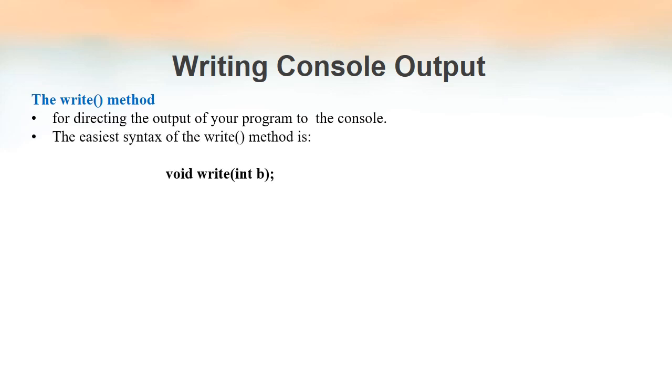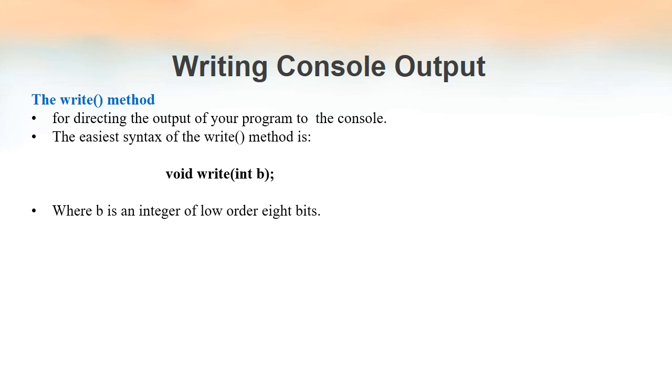Another way to write our output to console is by means of the write method. The simplest way of writing the write method is like this: void write(int b). So you can see here the parameter is an integer. So the write method always takes an integer value as the parameter. That's the difference between print, println and write.